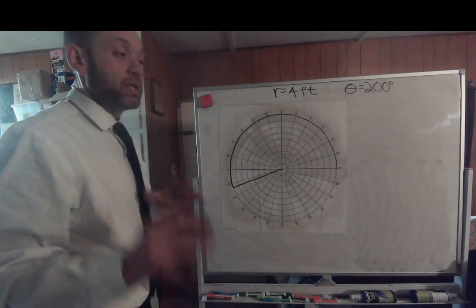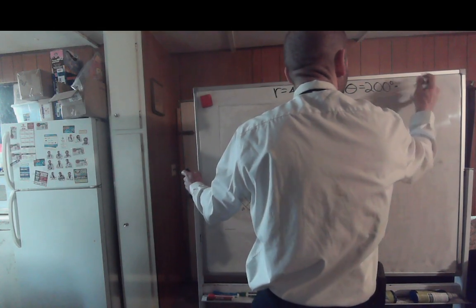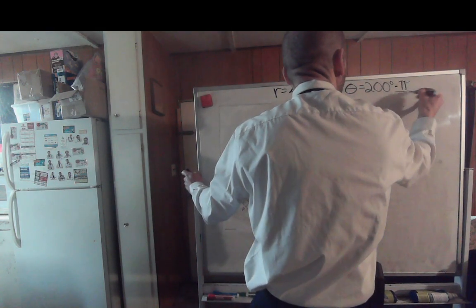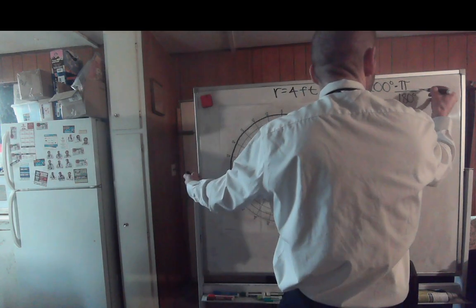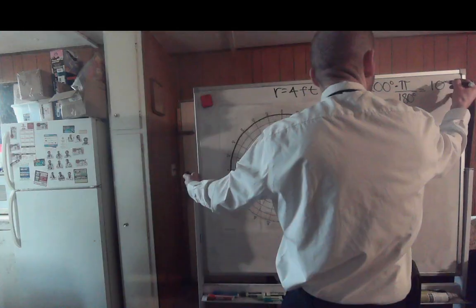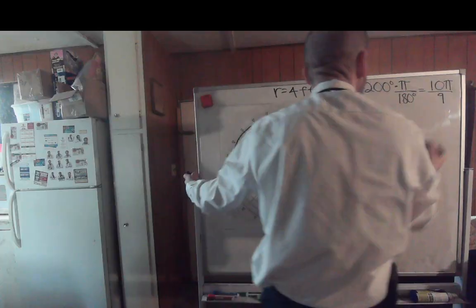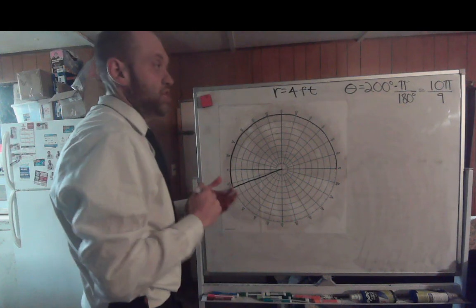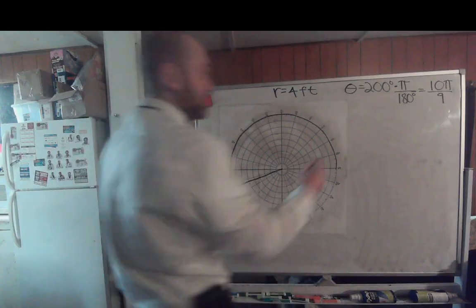But for the formula to work, we need to convert that 200 degrees into radians. So take that times your pi over 180 degrees, which would be equal to 10 pi over 9. So theta is equal to 10 pi over 9. That's going to be 200 degrees. All right. So let's find the arc length.